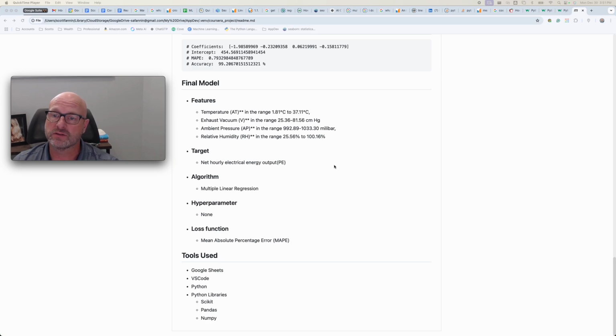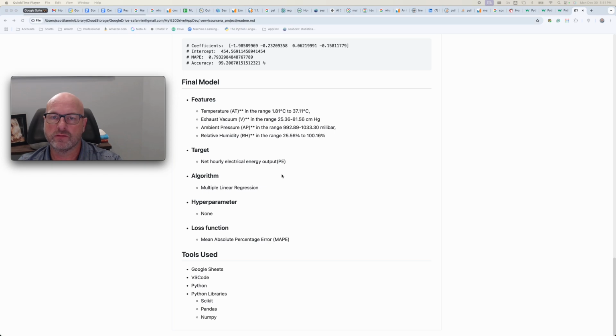I did try out a bunch of other functions, and I just felt like this one was the easiest to understand because it shows you the accuracy, and then the MAPE shows you how little the error is in a way that, to me at least, is easier to understand than some of the other metrics. As I mentioned, the tools I used: Google Sheets to bring the data, VS Code to do my coding, Python, and then these Python libraries.